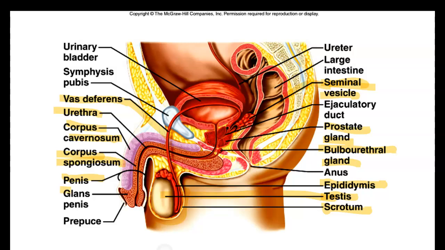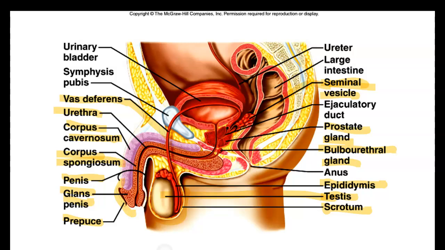Next we head down to the tip of the penis, which is referred to as the glans penis, and that sometimes will be covered with a foreskin. It depends on if the male has been circumcised or if they haven't. So if they have not been circumcised, you will have the skin that comes over top of it, which is going to be the foreskin.